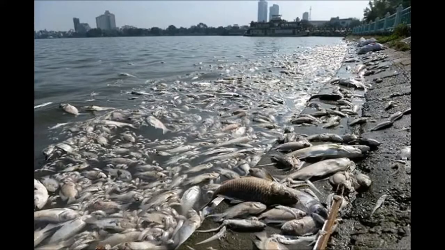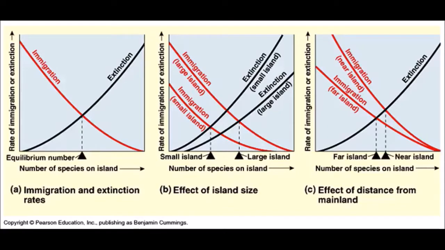Extinction rates relate to the area and are higher on small islands than on larger ones. The equilibrium number of species varies according to island size, and larger islands have greater equilibrium species richness than do smaller islands.